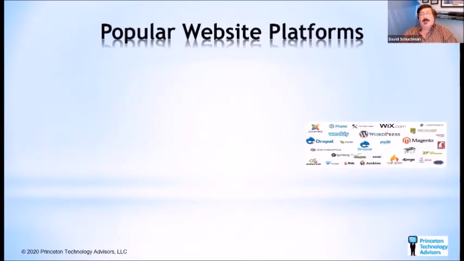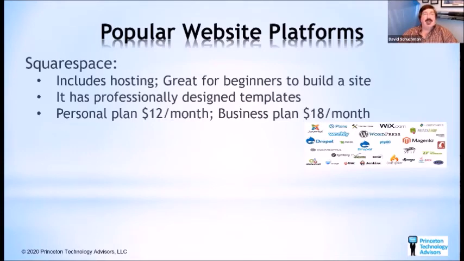Popular web platforms, and this is probably what more of you are going to be interested in. That little picture on the right there has a lot of them, probably most of them that are out there. Squarespace, they've got commercials on TV. Their personal plan starts as low as $12 a month. It includes the hosting. It's great for beginners to build a site because it has the drag and drop functionality, so you can try and do it yourself or have a family member do it for you.